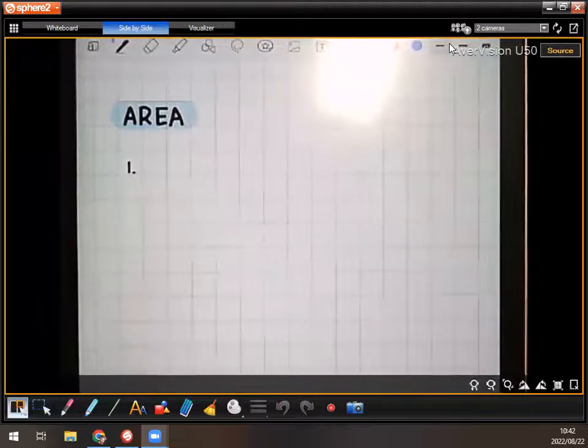Guys, we are going to revise some of the formulas that you know already. I know you know how to find the areas of certain shapes. That's fine. But then we're also going to do some new ones that you haven't done. Well, one new one.